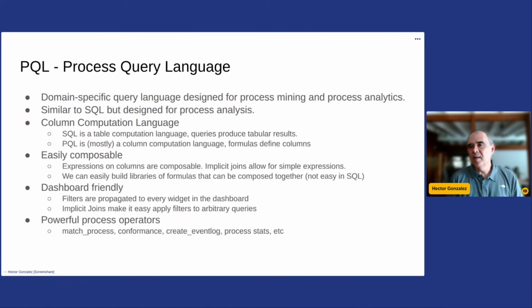The reason we can propagate these filters automatically is because we have this concept of implicit joins, and we can join the tables in the filter to the tables in the query automatically. Basically, if the rows join, it means that you pass the filter. If they don't join, it means that you don't pass the filter.